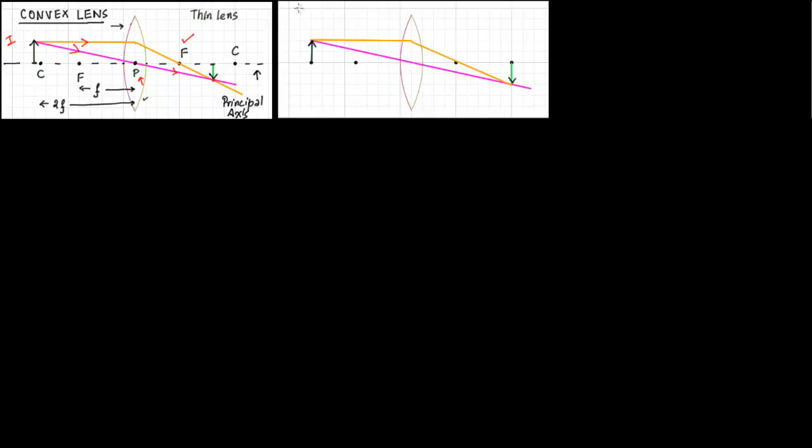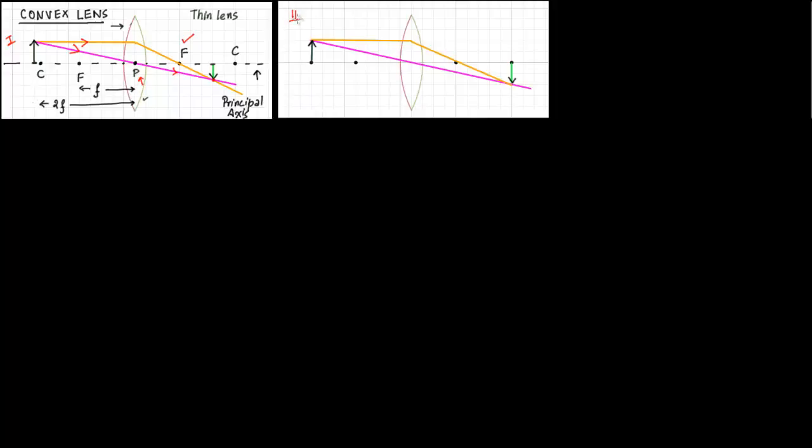Now it goes right here, and where these two rays intersect, where the orange and the purple ray intersect, you will get the image, and that's how we draw the image. So see, the point of intersection is below the principal axis, so the image would be inverted. Now we take case 2.